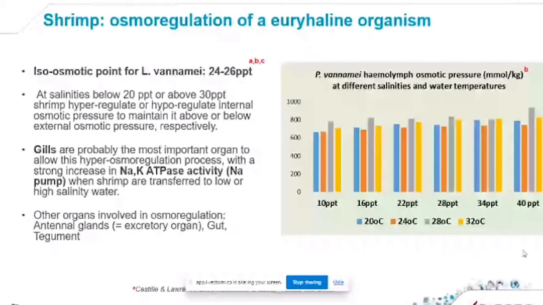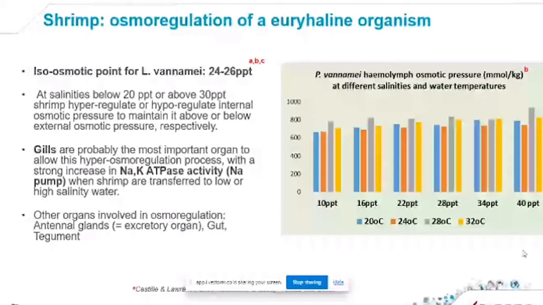So as I mentioned, a shrimp can maintain the osmotic pressure quite constant. The isoosmotic point for shrimp, and most of the penaeid shrimp, is around 25 ppt, depending on the research that has been done. That means the osmotic pressure inside the shrimp is the same as that of 25 ppt salinity. So below 20 ppt or above 30 ppt, the shrimp will need to hyperregulate or hyporegulate the internal osmotic pressure to maintain it above or below the external osmotic pressure, making a gradient.